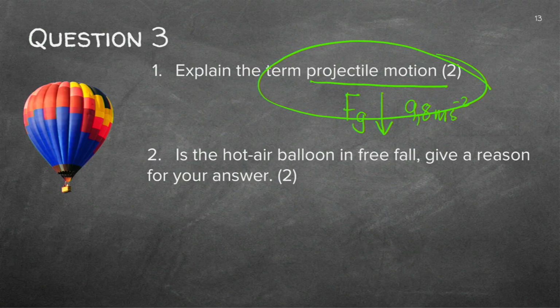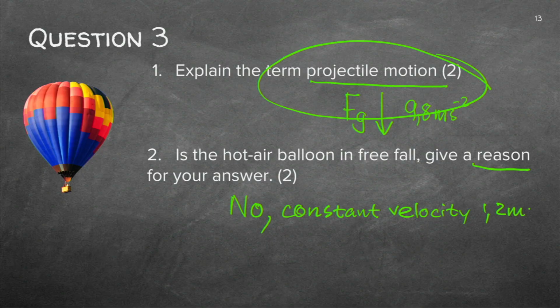Is the hot air balloon in free fall? Free fall means it's just falling down with gravity. No, it's not. The answer, firstly, no. Why? Because it's got a constant velocity of 1.2 meter per second. So be careful that you read the question, answer the question with the correct reason.